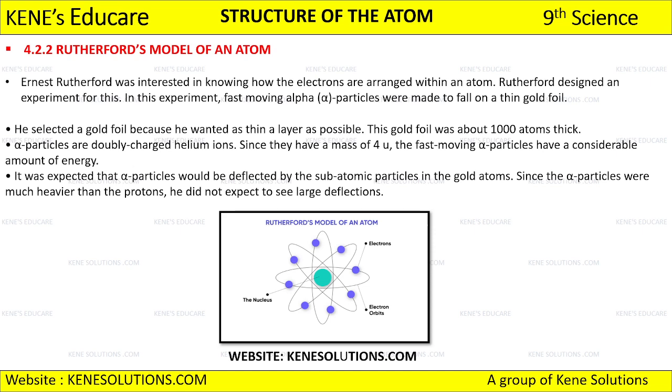Since the alpha particles were much heavier than the protons, he did not expect to see large deflection. Because alpha particles were heavier than protons, which are positively charged, protons are not going to show any deflection, because he is very much interested in electrons, he doesn't want to know about protons, right? So this is one of the reasons.